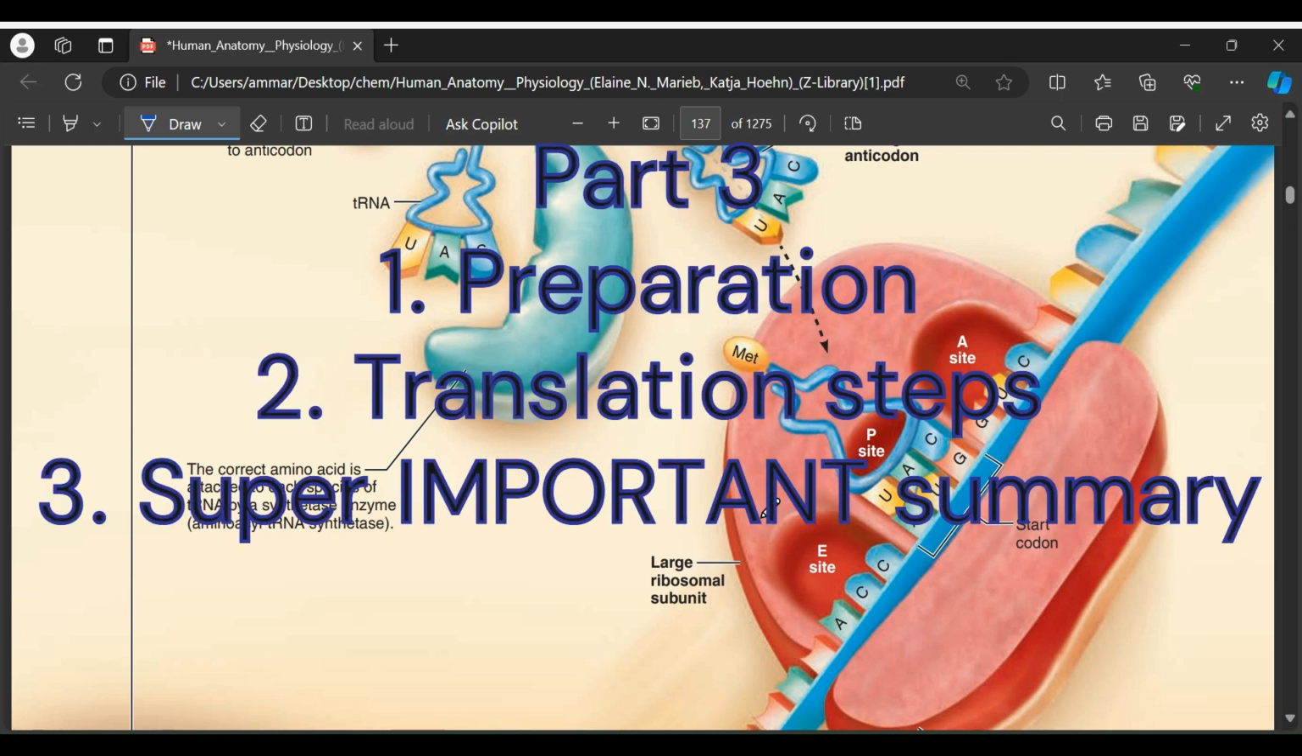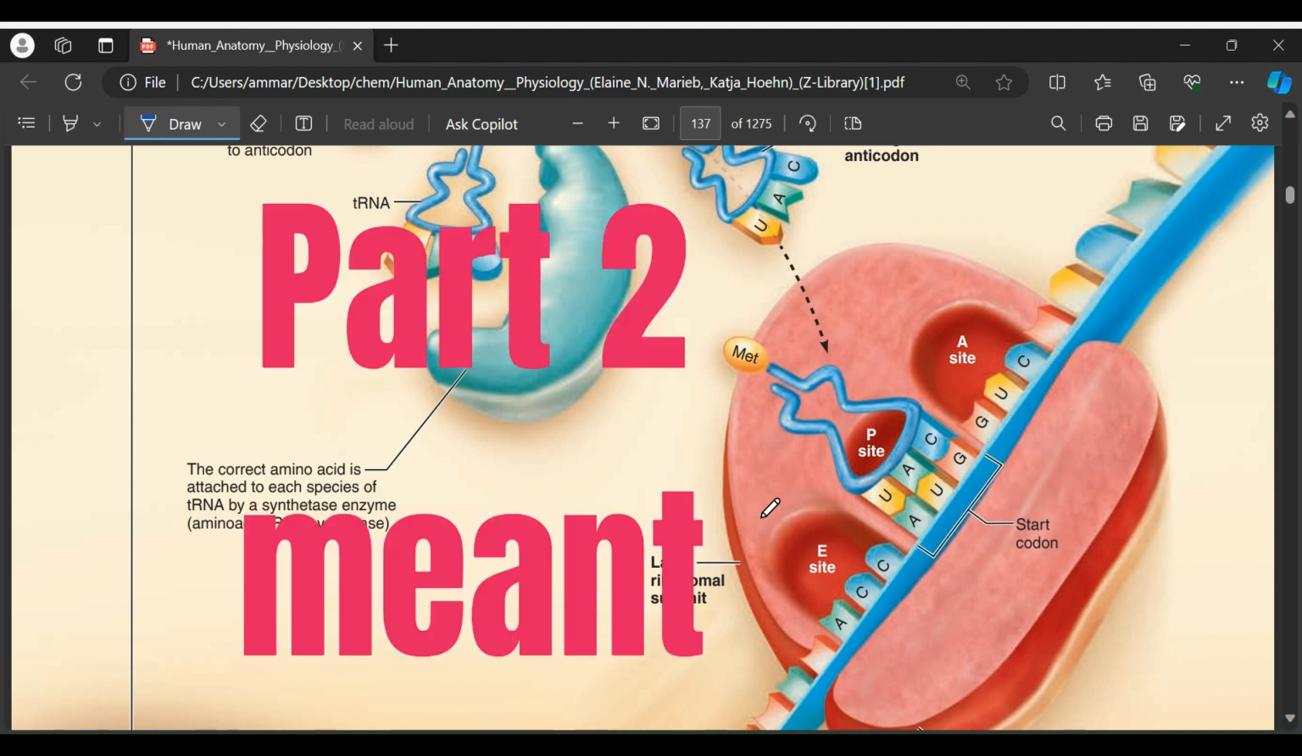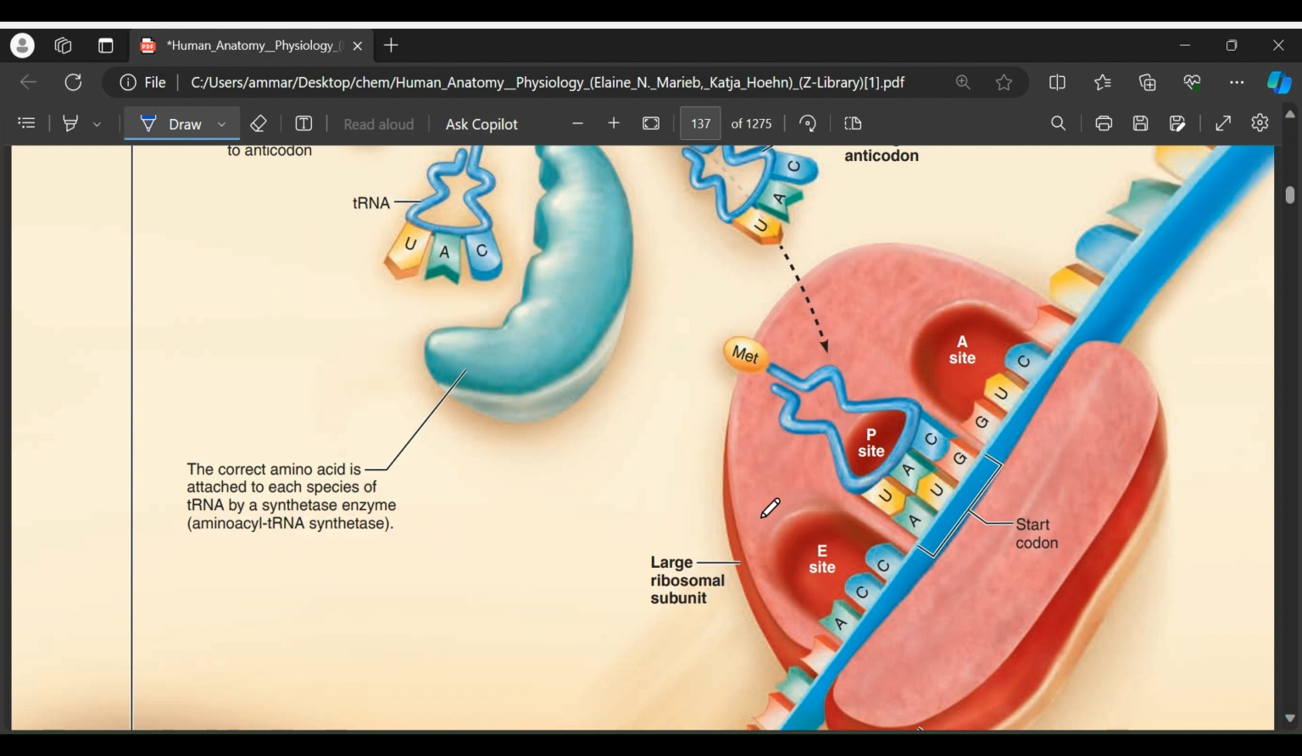In today's video, I'm gonna be explaining the process of translation. This is part 3 of the series on protein synthesis. Part 1 was about the main ideas you need to know in order to go deep into the details of this interesting process. In part 2, I discussed transcription, which was the first process, and I'll discuss now the translation, which is the second process, and part 3 will be the last part in the protein synthesis. Are you ready? Let's go.